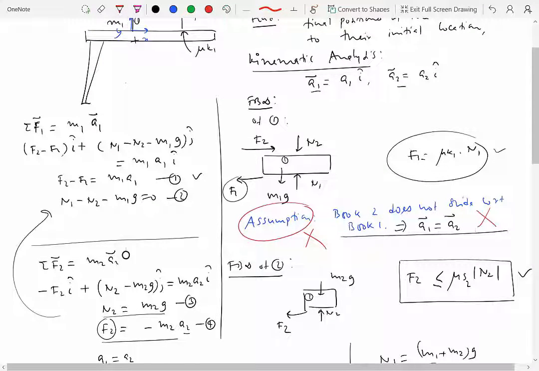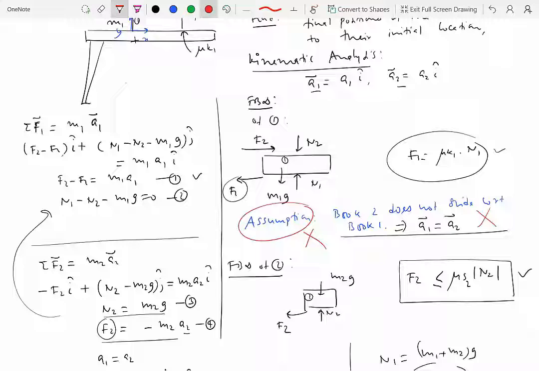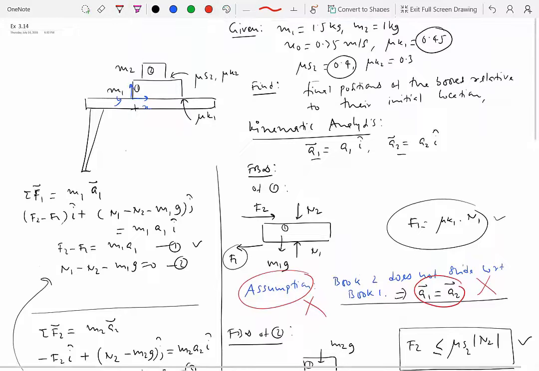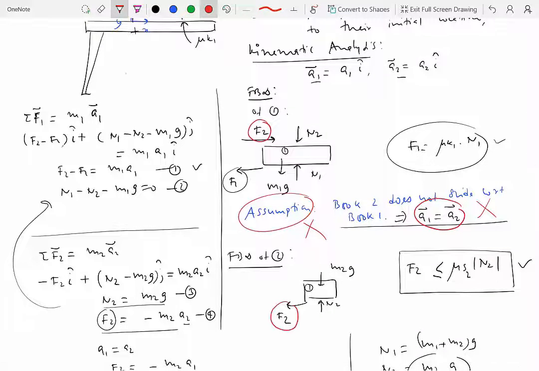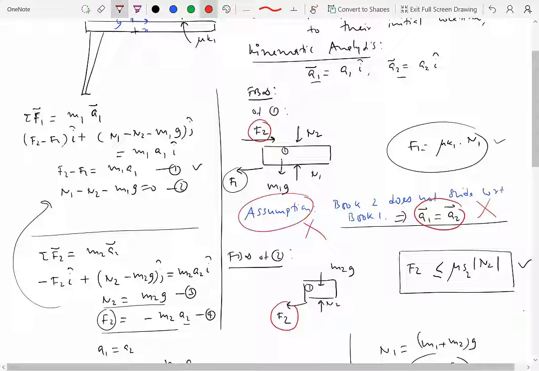So we have to assume that that is no longer true, which means that book 2 does slide with respect to book 1. And that means that acceleration of 1 would not be equal to acceleration of 2. So we would actually lose on that equation, because the two accelerations won't be equal to each other, but we will gain somewhere. Where we are going to gain is in the nature of this friction force F2, right? Because now we will assume that book 1 and book 2 are slipping with respect to each other. This friction force actually will become mu K2 times N2.